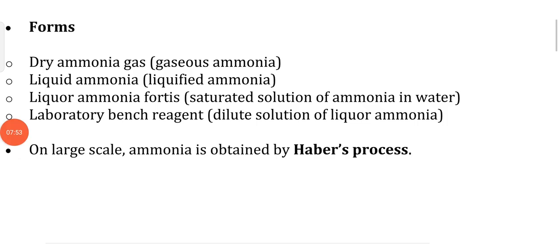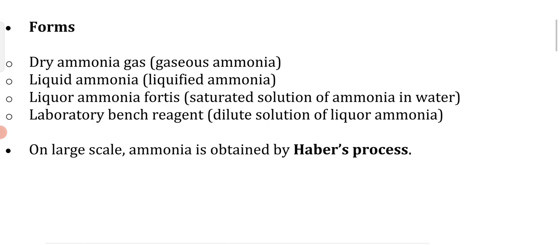So the question is, in which forms can ammonia exist? First of all, dry ammonia gas, that is gaseous ammonia; liquid ammonia, that is liquefied ammonia; liquor ammonia, that is a saturated solution of ammonia in water; and laboratory bench reagent, that is a dilute solution of liquor ammonia. So in these forms, ammonia can exist.